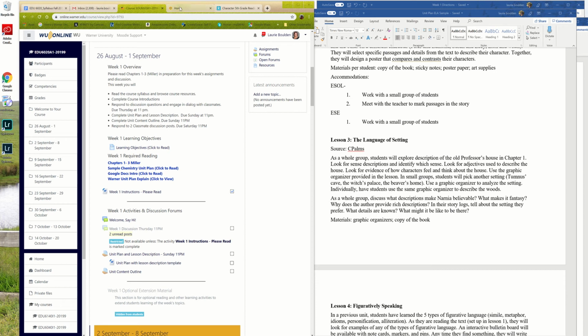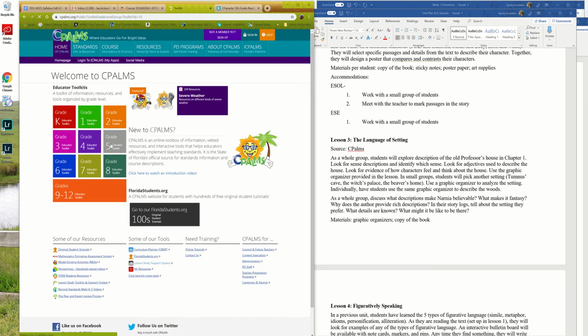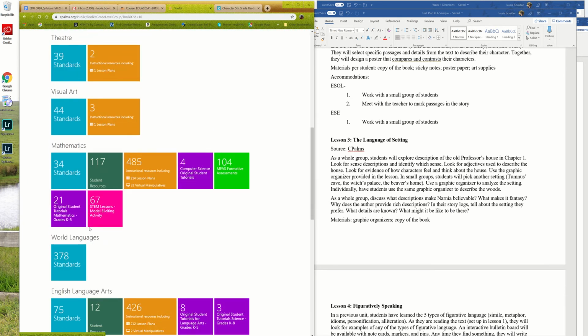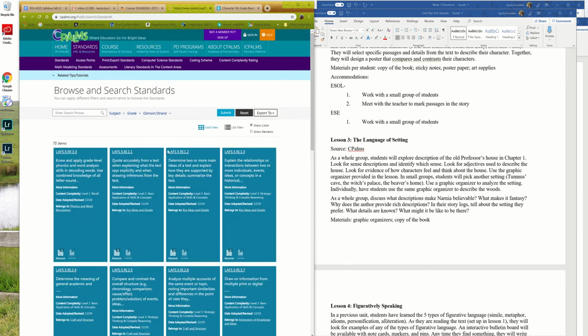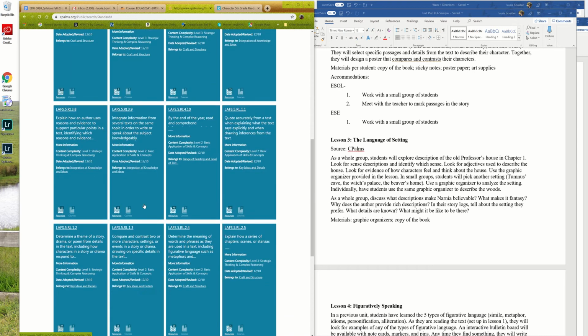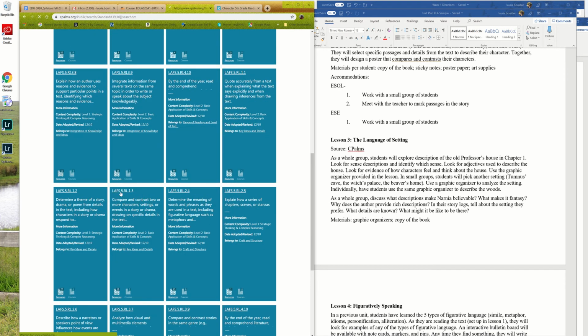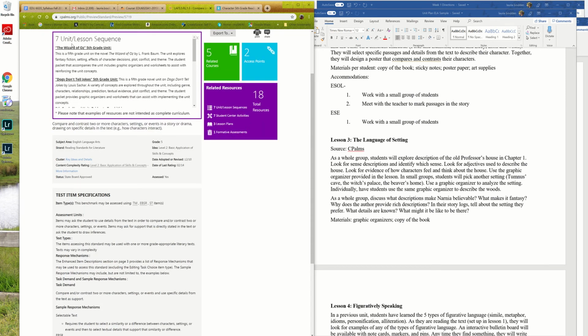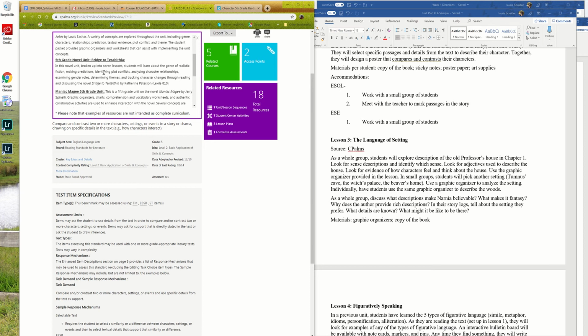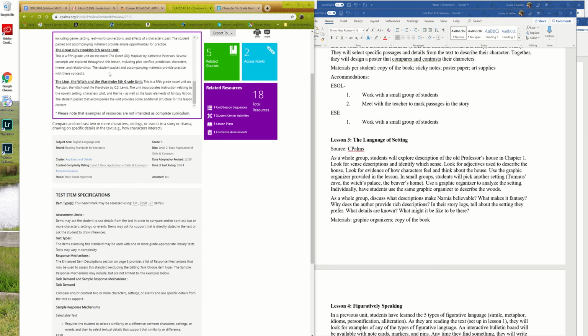For CPALMS, this is a 5th grade English Language Arts. So going down to my English Language Arts, when I look at my standards, for this one, we're going to use compare and contrast. A lot of the CPALMS have related resources. And for this one, there's different novels that they can use, and they have The Lion, the Witch, and the Wardrobe.